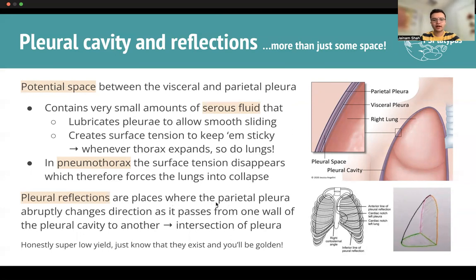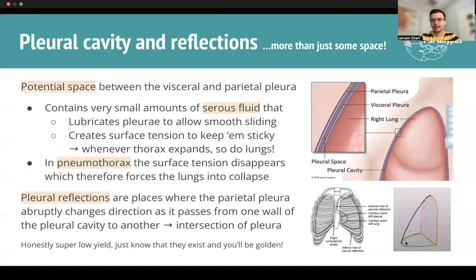They're places where the parietal pleura abruptly changes direction as it passes from one wall of the pleural cavity to another. Now, in my notes that I will put up on the Google Drive, I've put a bit more detail in terms of what these reflections are. But honestly, if you read it once and you read it twice, you'll be okay. You'll never be asked the specifics of how that works.